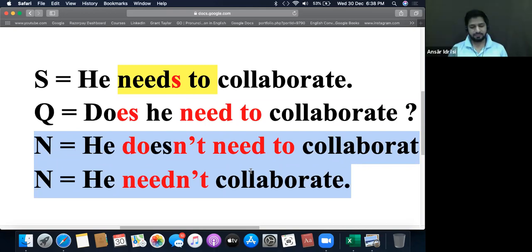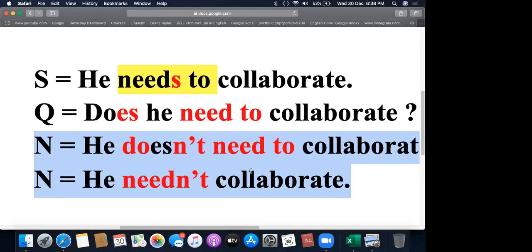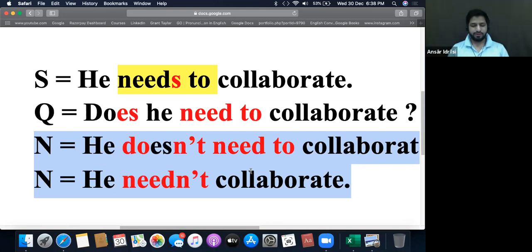Yes. He needs to join. Does he need to join? He doesn't need to join. Good. He needs to join. Does he need to join? He doesn't need to join. Next.